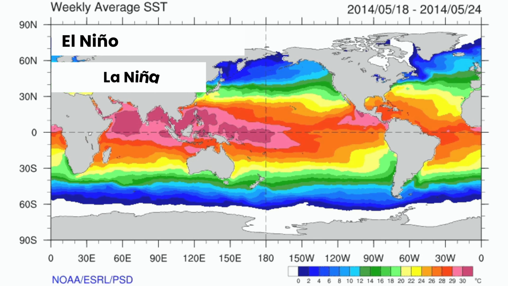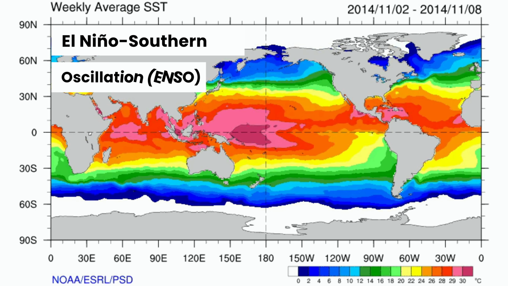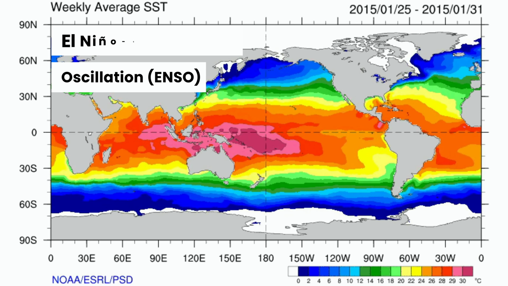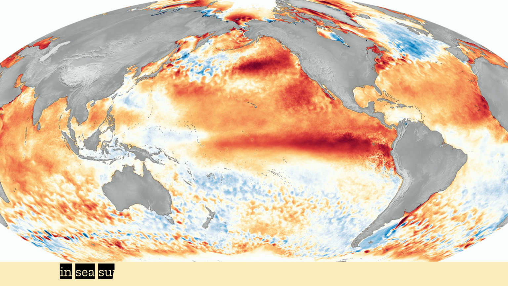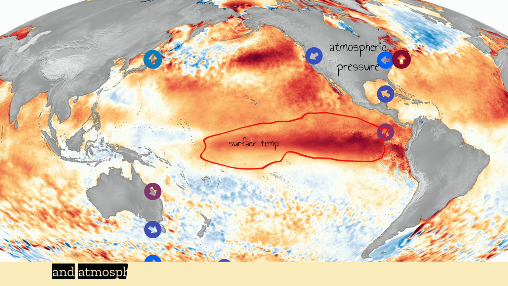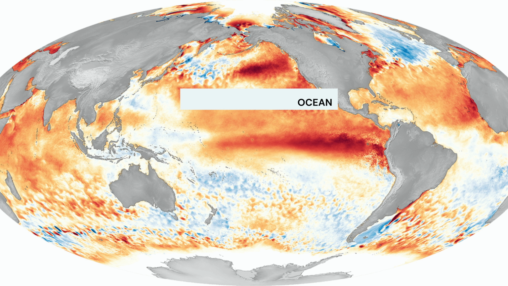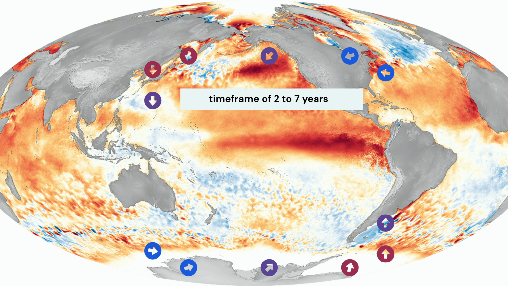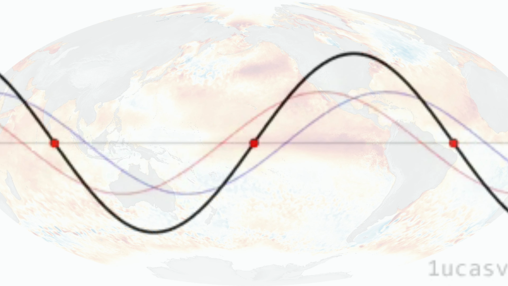Now let us talk about El Nino and La Nina phenomena. ENSO stands for El Nino Southern Oscillation, which is a climate phenomenon that refers to the cyclic changes in the sea surface temperature, atmospheric pressure, and oceanic and atmospheric circulation pattern in the tropical Pacific Ocean. ENSO is a natural climate variability that typically occurs on an irregular time frame of 2 to 7 years and has a global impact on weather and climate patterns.